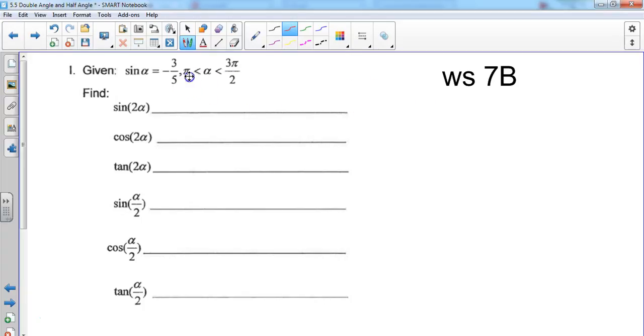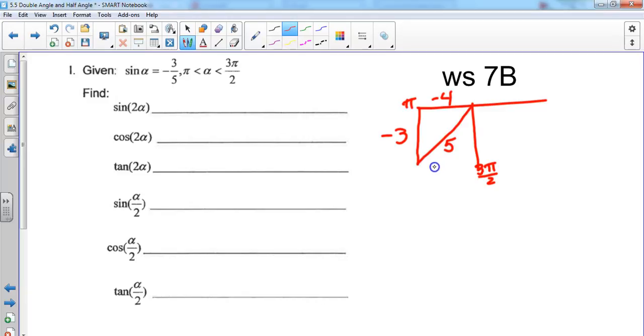What quadrant is this in? No. Pi and 3 pi over 2. Negative. It's pi and 3 pi over 2, and it says the sine is negative 3/5. Oh. Sine is opposite over hypotenuse. If I do Pythagorean theorem, what's x up here? It's 4, but it's negative because of the quadrant we're in.